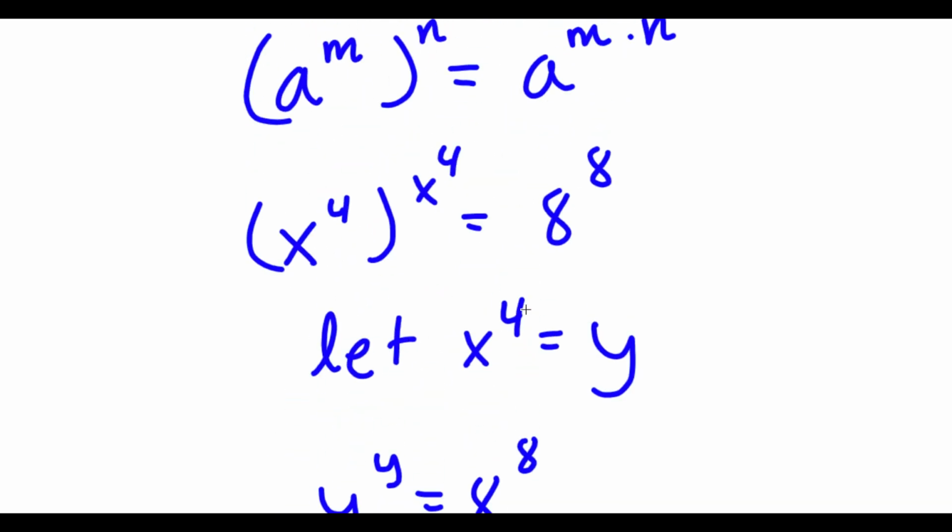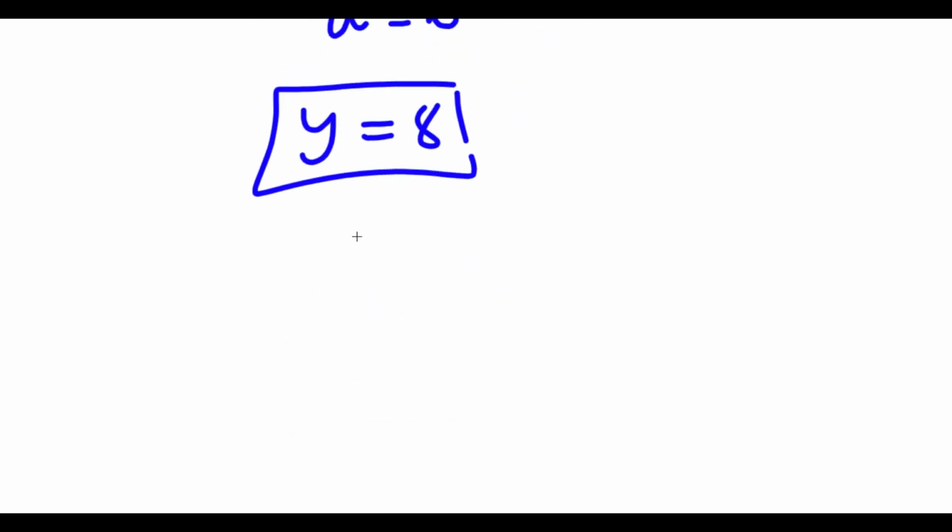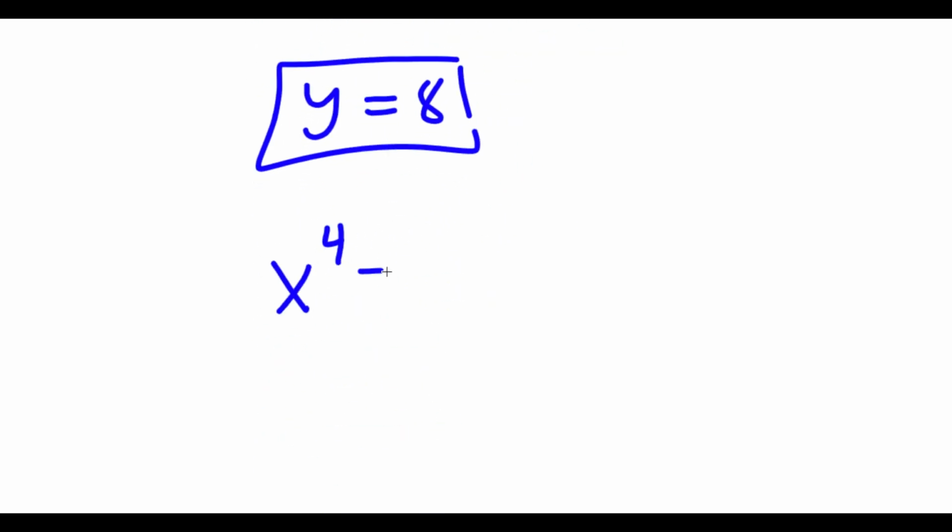Now remember how we let x to the power of 4 equals y. So if x to the power of 4 equals y and y equals 8, then this means that x to the power of 4 is equal to 8.